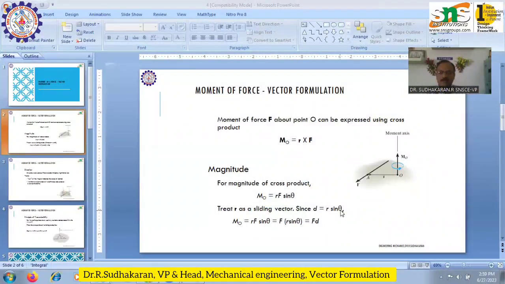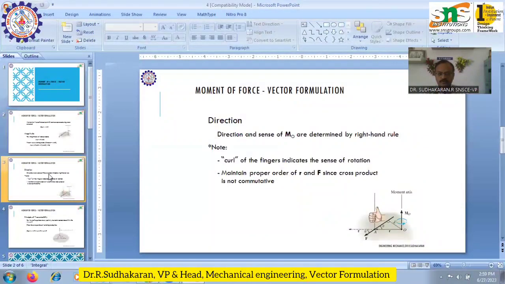Since D is equal to R sine theta, this can be written as MO equals F into R sine theta, or I can write F into D. Since we are representing R sine theta as D, we get MO equal to F into D. This helps us to determine the magnitude of the moment. To find the direction, the direction and sense are determined by the right hand rule.